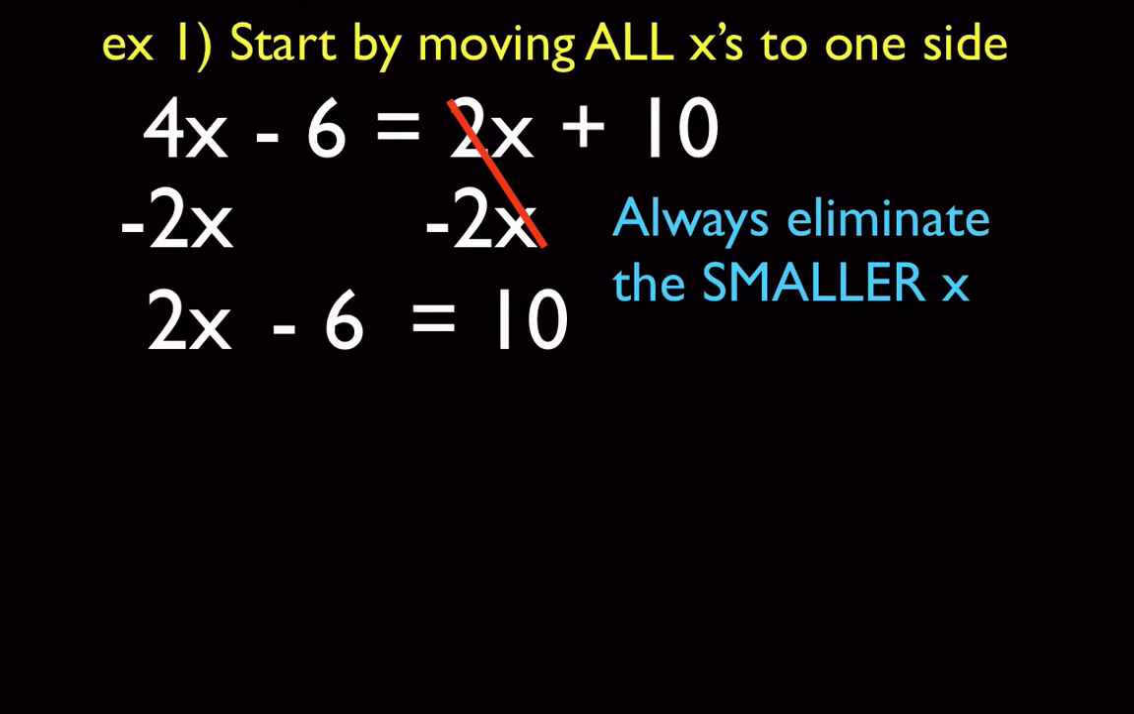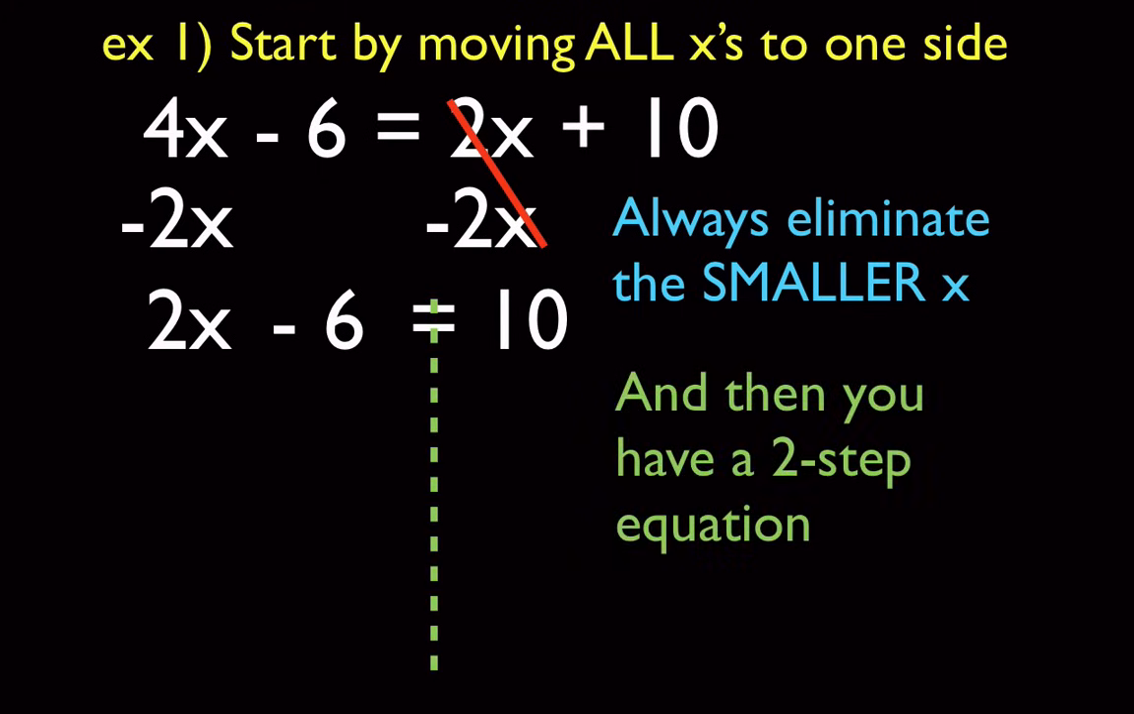What do I have now? I have a two-step equation. So now we're going to solve it just like we normally solve two-step equations. That first step is still just to go ahead and get rid of the lower of the two x's. And the reason I want you to think about that is, again, look at the problem originally and ask yourself, how is this different than a two-step equation? It has an extra x.